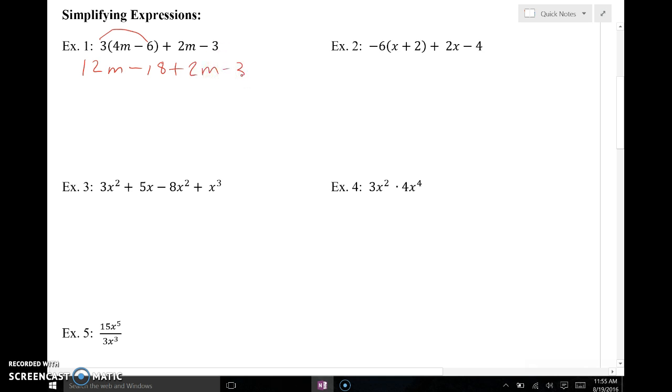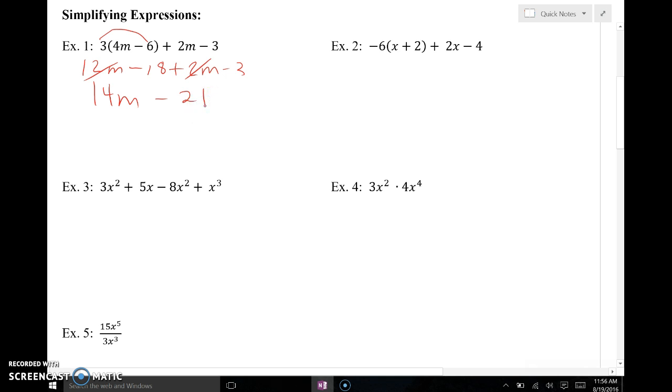Alright, now we're going to look to see if we have any like terms. We've got 12m and we've got 2m. They've got an m, so we can add those together. Positive 12m plus 2m. Again, when we talk about combining like terms, that's adding like terms. 12m plus 2m is 14m. I like to cross out the terms that I've already combined so that I don't keep combining them. It's up to you if you want to do that. Then we've got negative 18 and negative 3. They don't have an m, so they're like terms as well. Negative 18 minus 3, or negative 18 plus negative 3, they're the same thing, and you get negative 21.